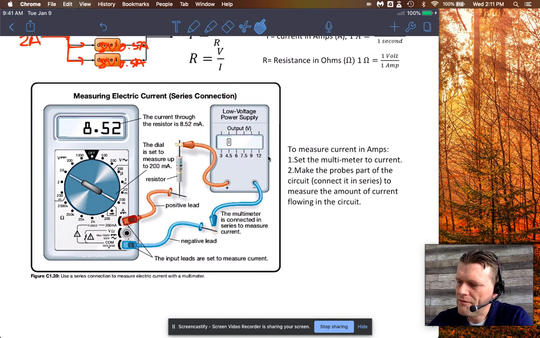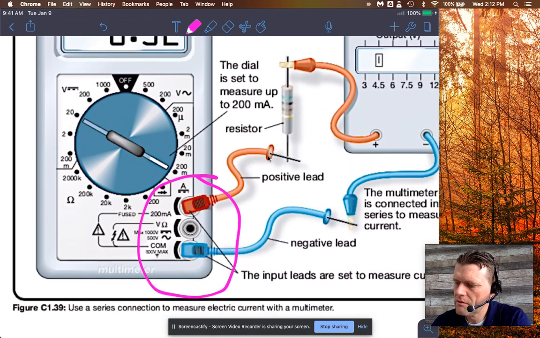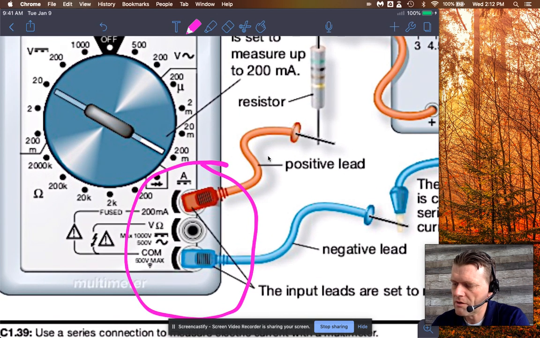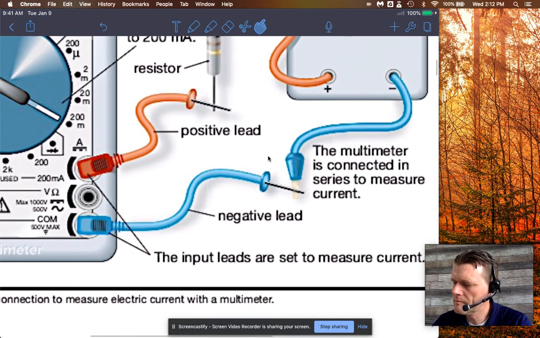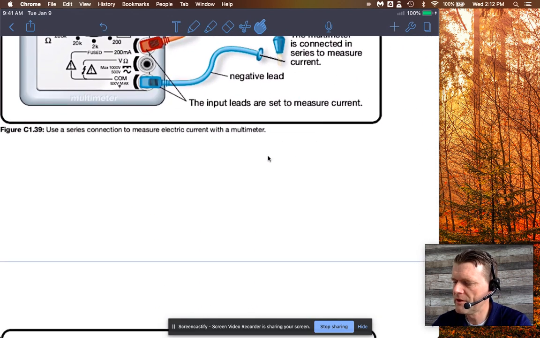If you really are looking at using a multimeter, the position of these probes is important. If you're looking to measure current, you need to put the red one in the top hole. But if you're switching to voltage, you would switch that one down here. The COM here, I think that one just stays there the whole time, if I remember right. It's been a while since I've used some of these multimeters. But anyway, that's how to measure current.